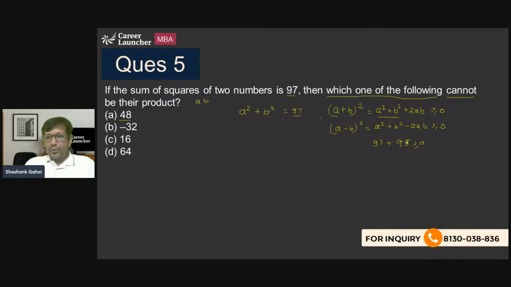Sorry, 48 into 2 is 96. Okay, 97 minus 96, is it greater than 0? Yes. It means this is something that can be their product. Now, let's look for the second option.